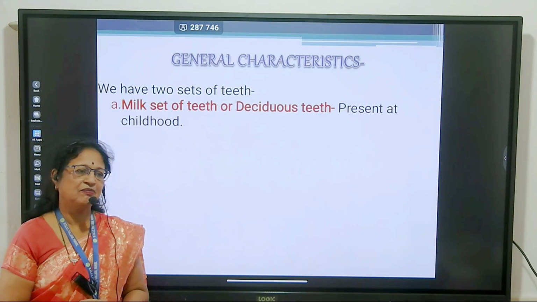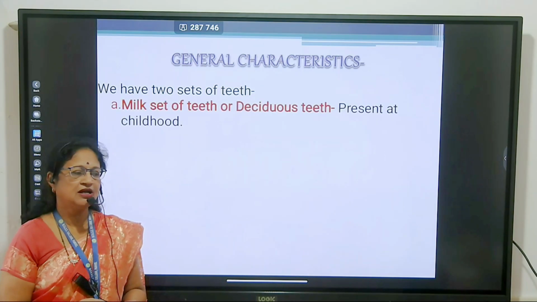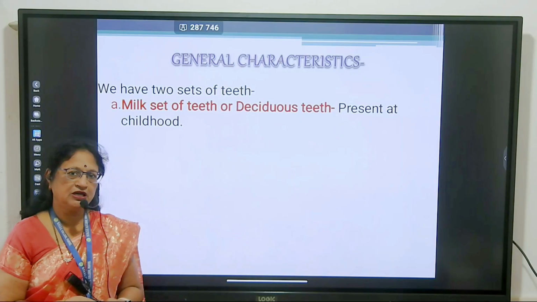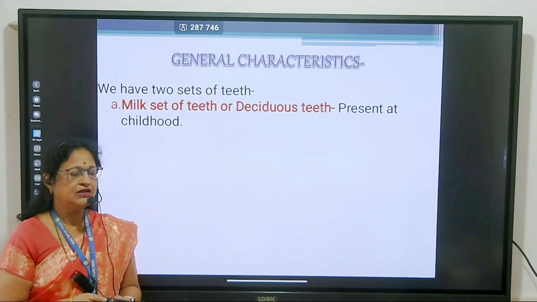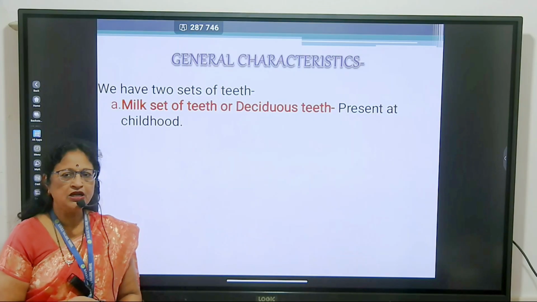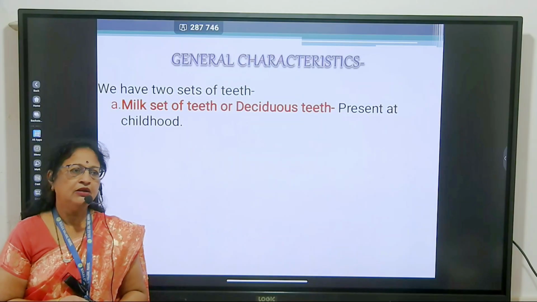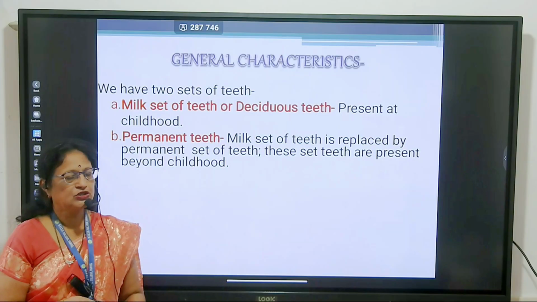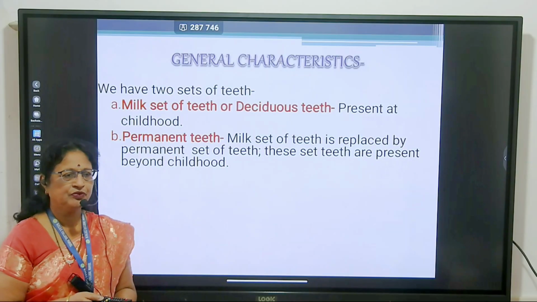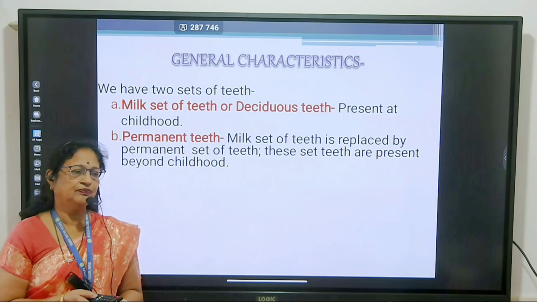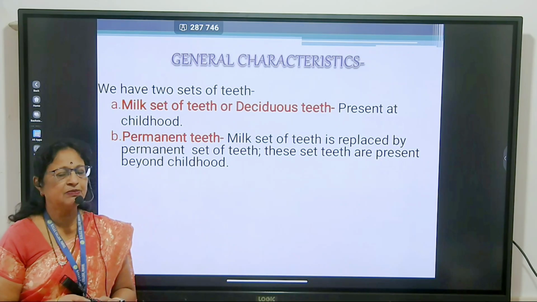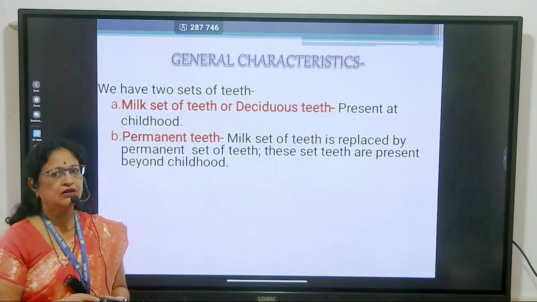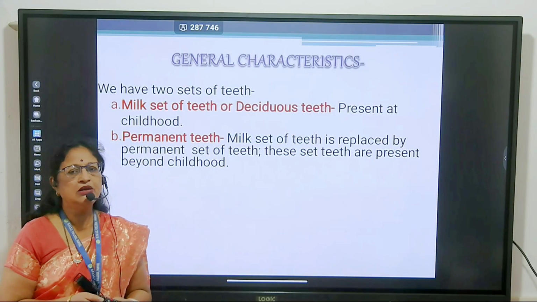and these sets are, first, the milk set, which is also called deciduous teeth. It is also called temporary teeth because it is present at childhood only, and later on these teeth fall down and a new set, which is called the permanent set, comes. So the second type is permanent teeth. Whenever the milk set of teeth falls down, it is replaced by the permanent set of teeth. This set of teeth is present beyond childhood, in adulthood.